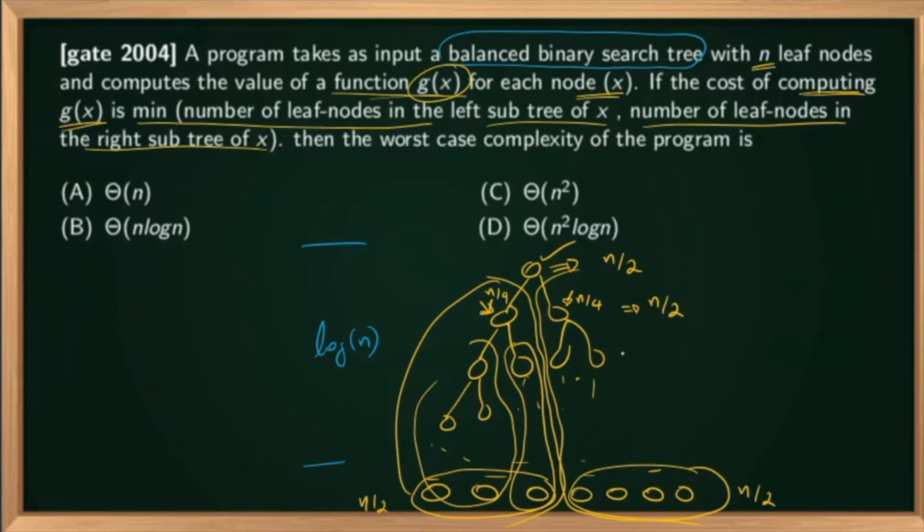Now the third level also will be n by 2. Here it will be n by 8, here again n by 8, n by 8, n by 8. So the third level also will be n by 2. Actually, every level will be approximately n by 2. We have height log n, so it should be n by 2 into log n, that should be theta of n log n. So the answer should be B.